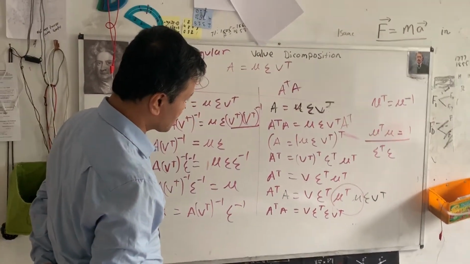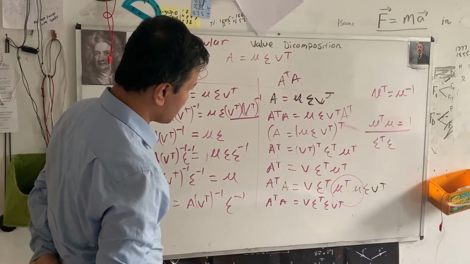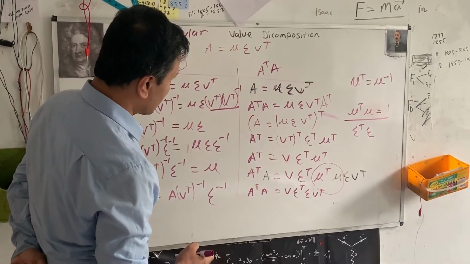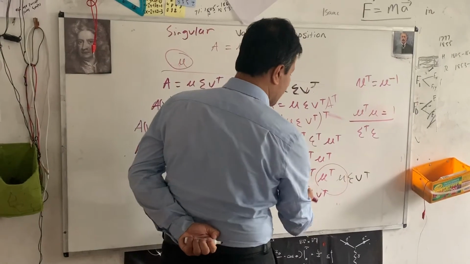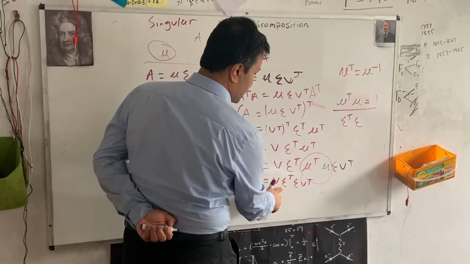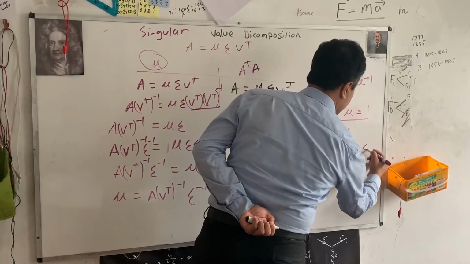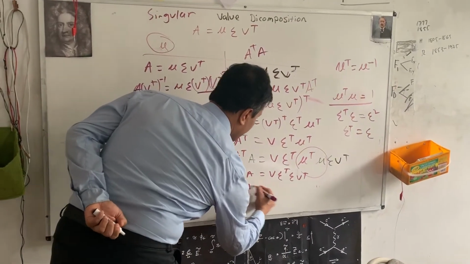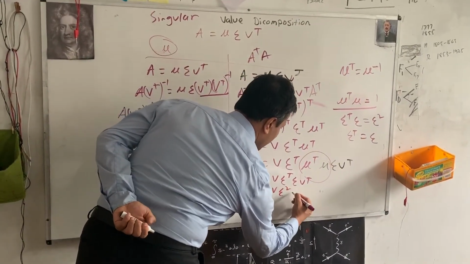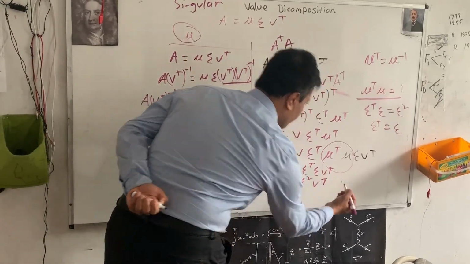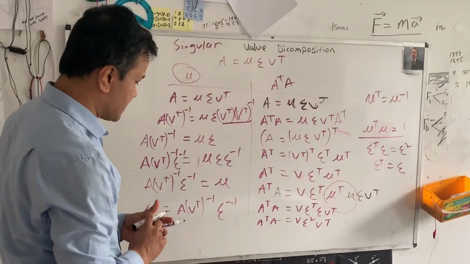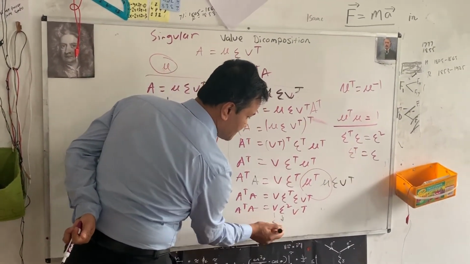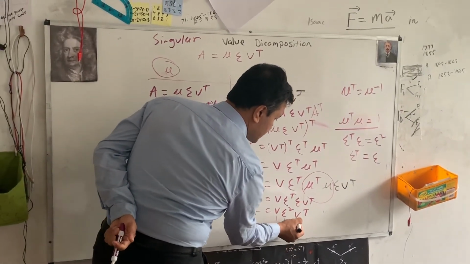Now I am left with sigma transpose sigma. Sigma transpose sigma is sigma squared, because sigma is diagonal and its transpose is sigma. So A transpose A is V sigma squared V transpose. All right, so that's it. So this is the eigenvector, this is the eigenvalue, and this is the eigenvector.